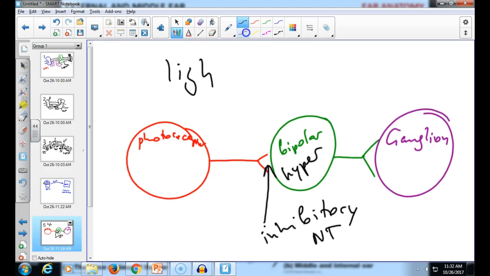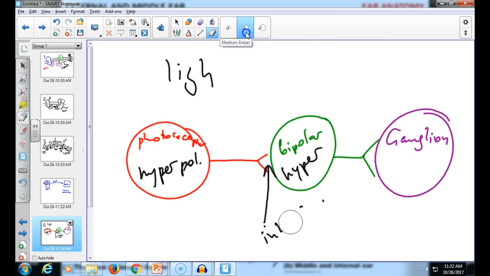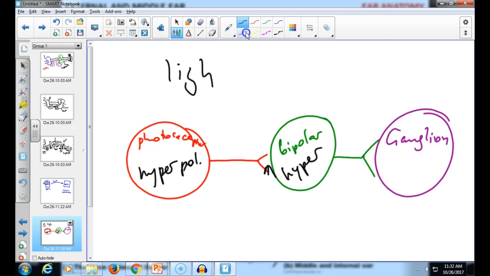Okay? If it's hyperpolarized, what happens to inhibitory neurotransmitter? It is not produced, right? What happens to the bipolar cell? And what does it start to churn out? Excitatory. Very good. Excitatory neurotransmitter.